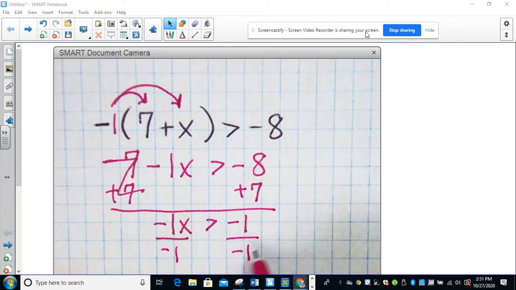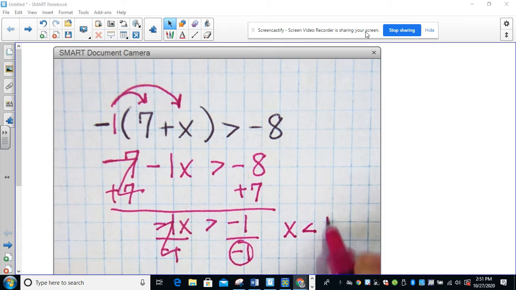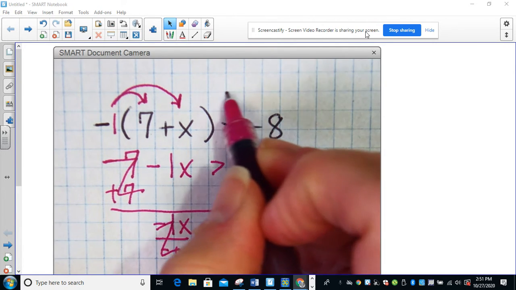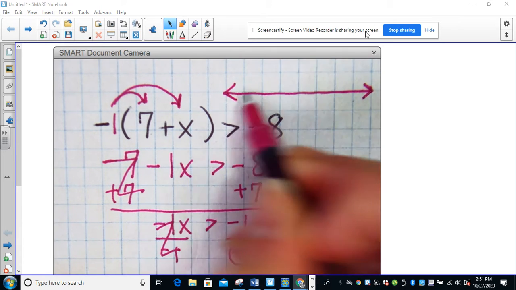Divide by -1. Divide by -1. Here, when we divide by a negative, that flips that sign. So instead of greater than, now it is less than 1. Less than 1. So I'm going to plot that up here on a number line.